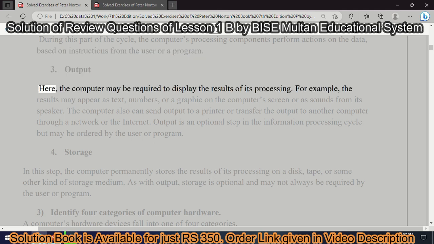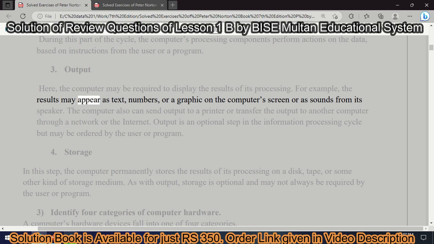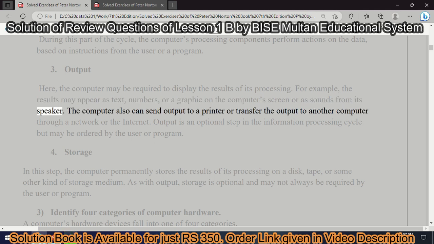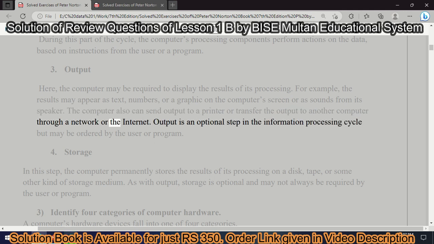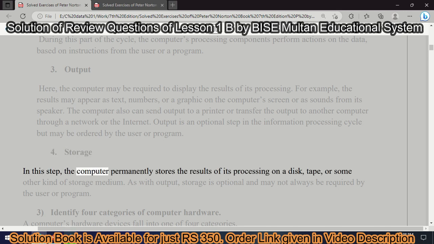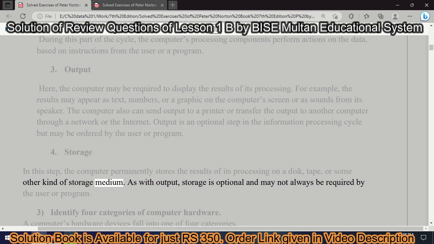3. Output. Here, the computer may be required to display the results of its processing. For example, the results may appear as text, numbers, or a graphic on the computer's screen or as sounds from its speaker. The computer also can send output to a printer or transfer the output to another computer through a network or the internet. Output is an optional step in the information processing cycle but may be ordered by the user or program. 4. Storage. In this step, the computer permanently stores the results of its processing on a disk, tape, or some other kind of storage medium. As with output, storage is optional and may not always be required by the user or program.